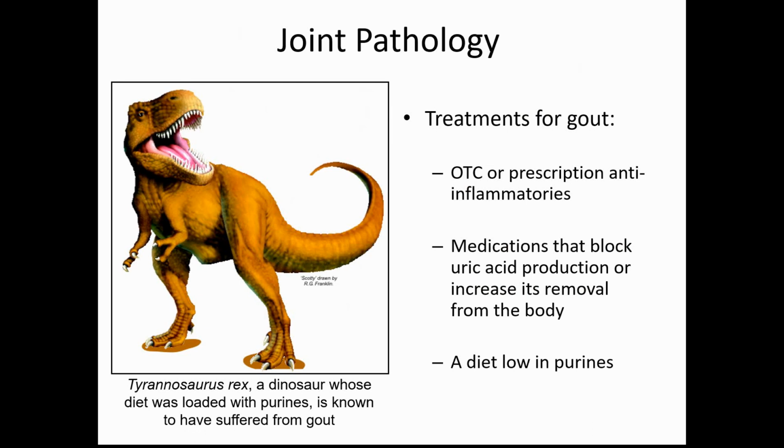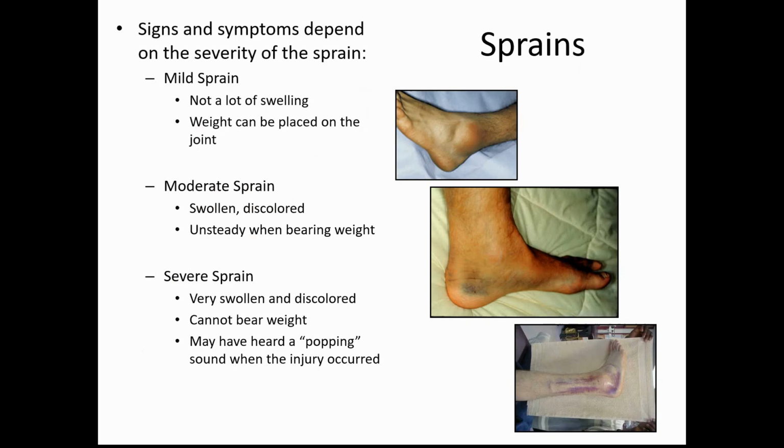Interestingly enough, we think T. rex may have had gout. T. rex ate a lot of organ meat, and had some big metatarsal phalangeal joints to become inflamed. Treatments for gout include prescriptions and anti-inflammatories and altering your diet. Sprains, as I mentioned earlier, are damage to the ligaments and tendons.